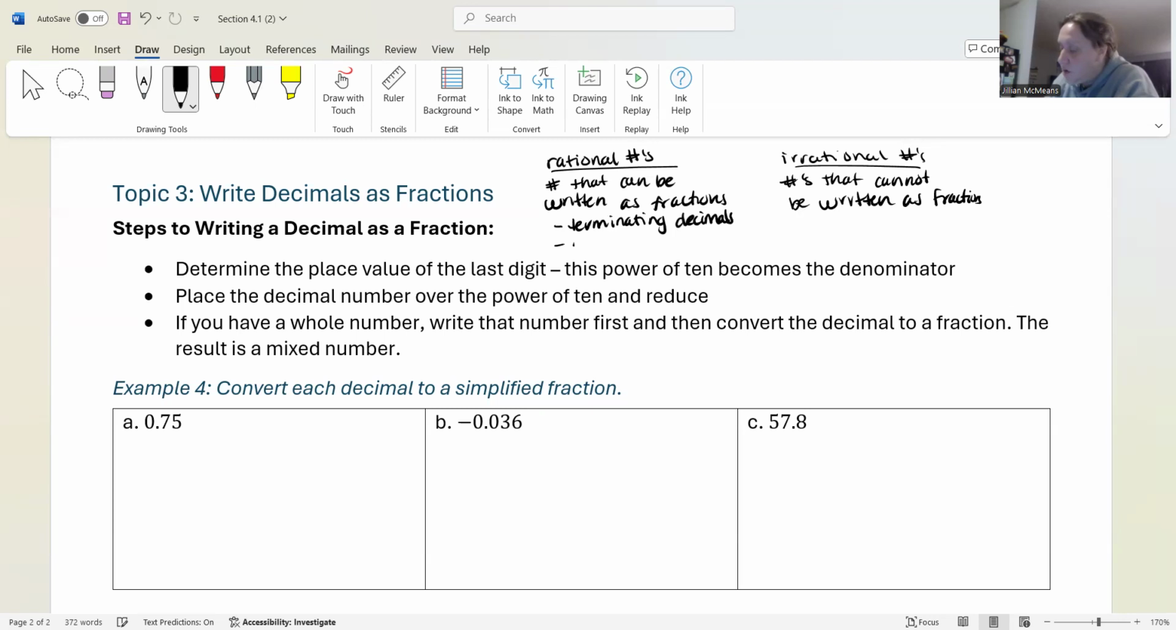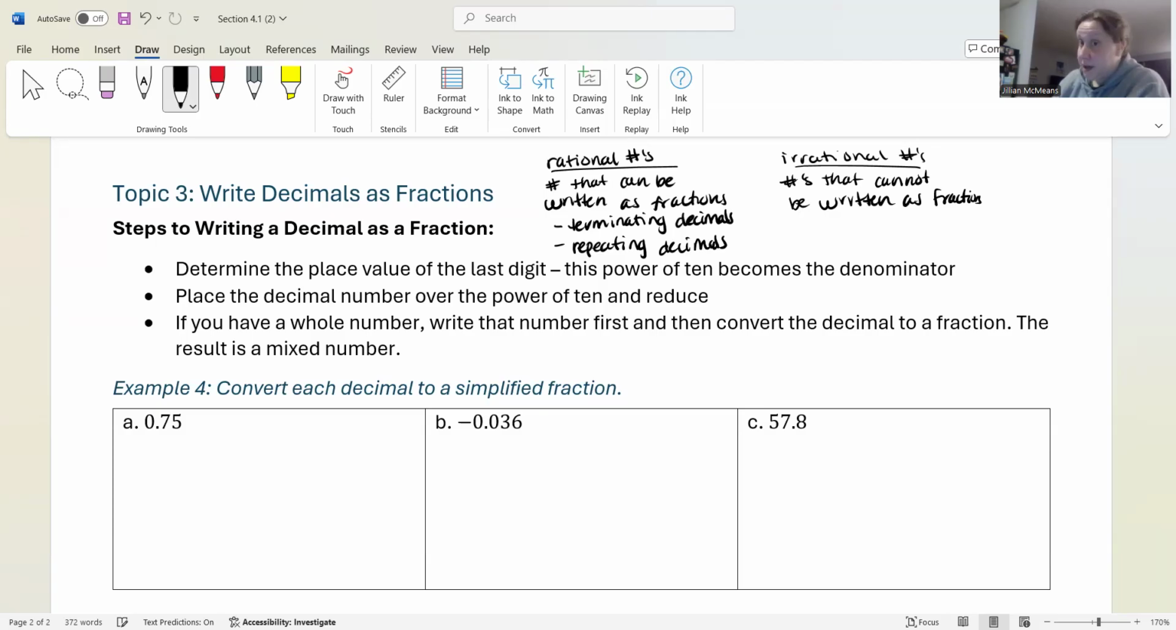Okay. We could also have repeating decimals. So these are decimals that repeat either a single number or a pattern of numbers. So like 0.33333 and continue that 3, that would be a repeating decimal. 0.121212, keep that pattern going. That would be a repeating decimal.